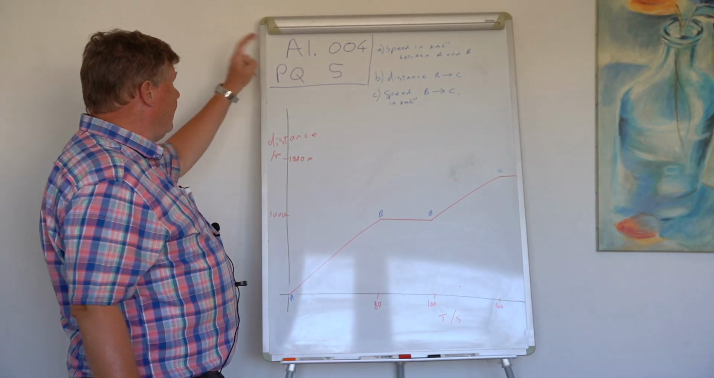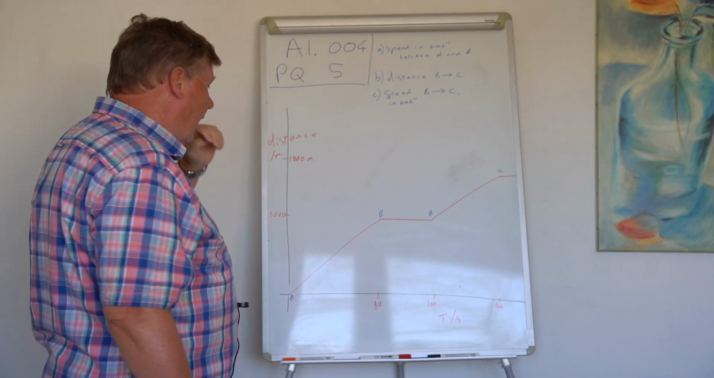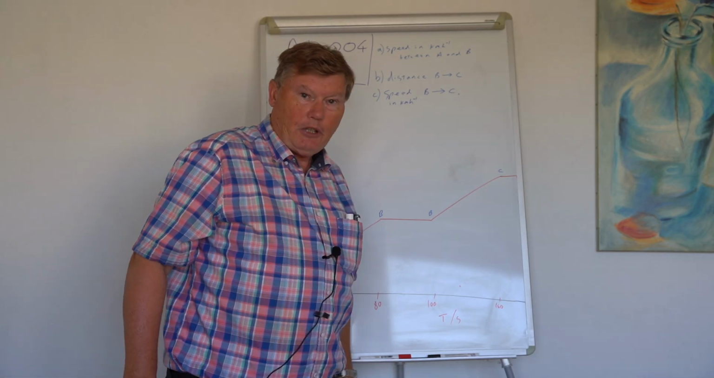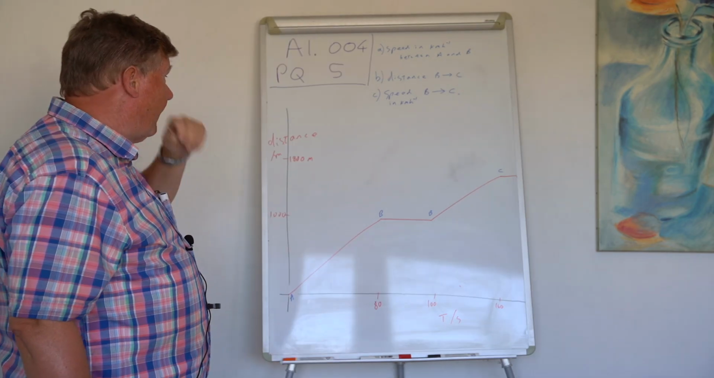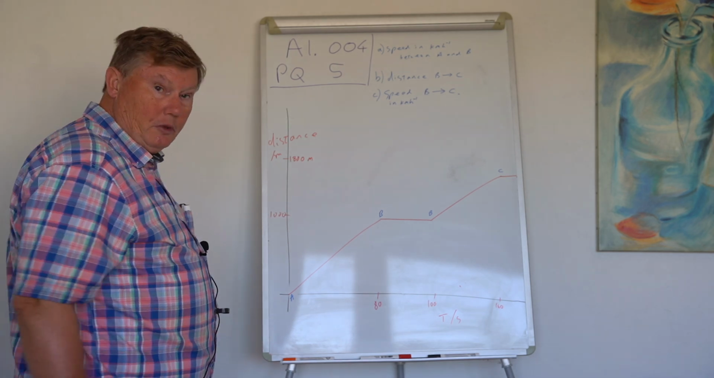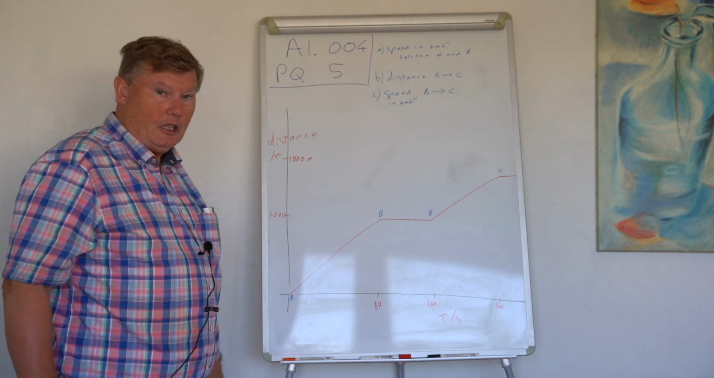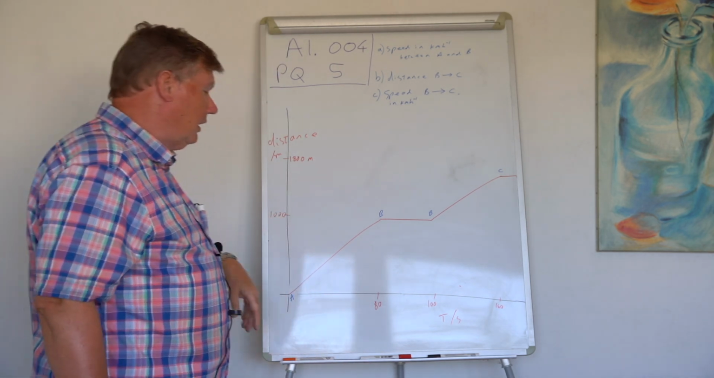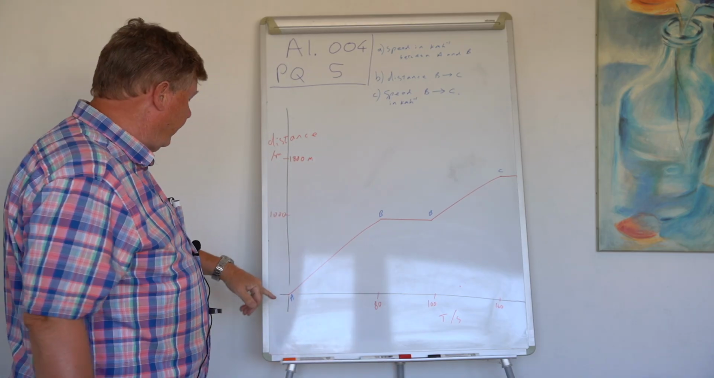We're back at A1.004 and we're just going to go through some practice questions. Practice question number 5 in the book. A straightforward question about distance time graphs. How do I know it's a distance time graph? Because it says so. It says distance up the side.